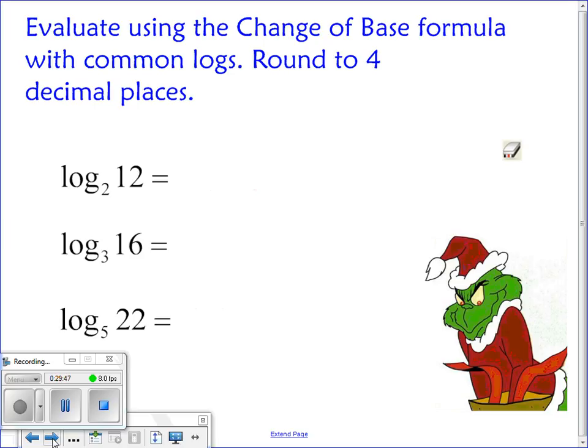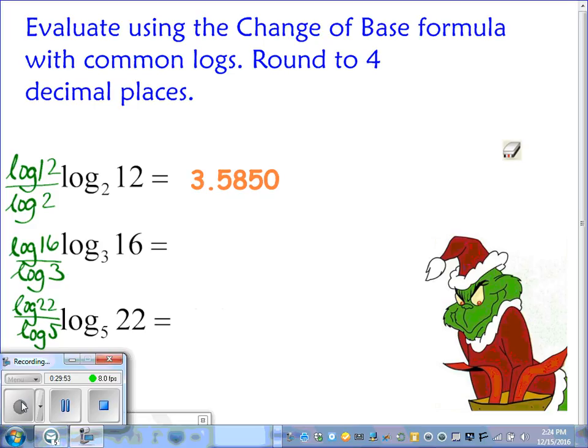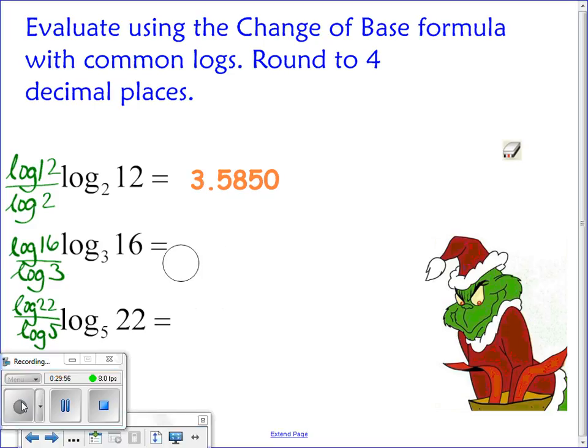All right, so here we go. There's 3 problems. Take a minute. Figure them all out. Round to 4 decimal places. All right, how about the next one? And the last one? All right, how we feeling? At first, you guys were freaking out on me. Are we doing a little better?